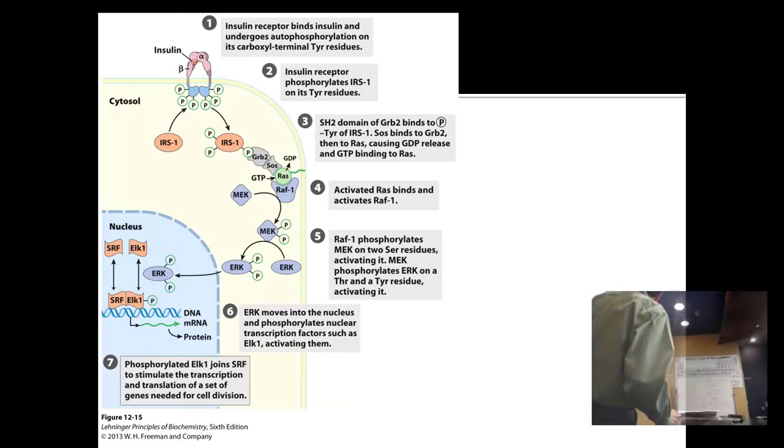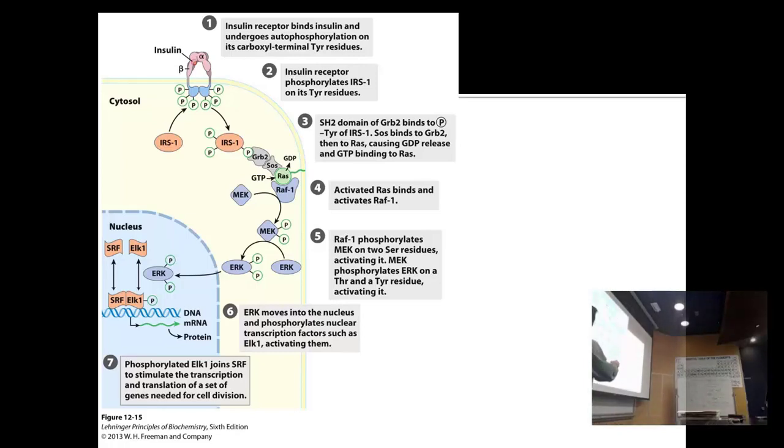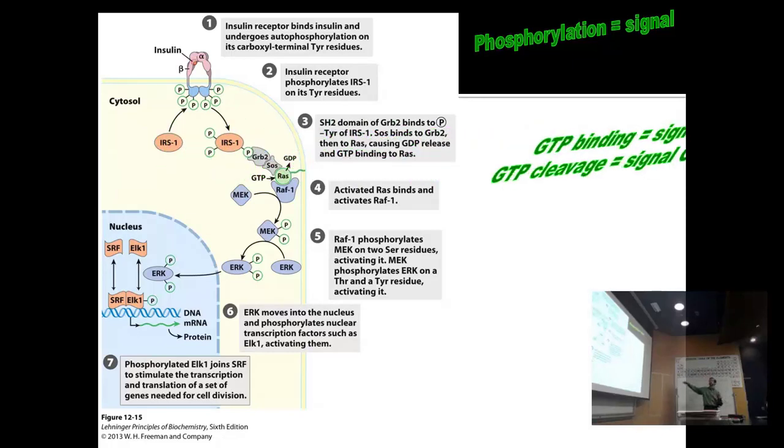Okay. But the thing is, once you get down here, you end up with a bunch of phosphates. And here you have one that gets phosphorylated, and it goes around and phosphorylates this other one. And then that one is able to actually move into the nucleus and turn on DNA that will program growth and all that. So you have these things. Phosphorylation means that you're sending a signal.